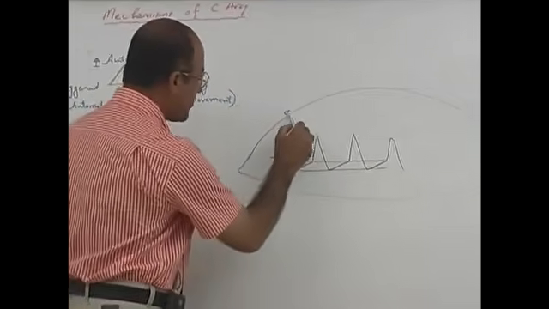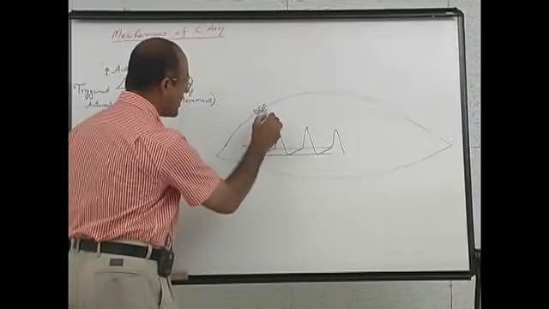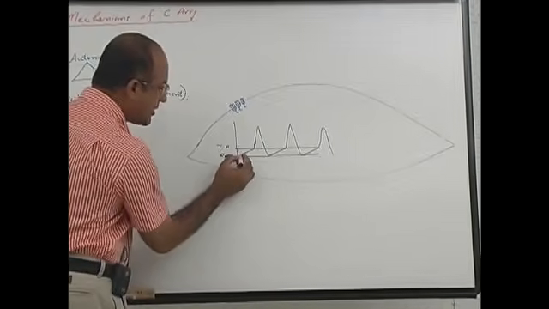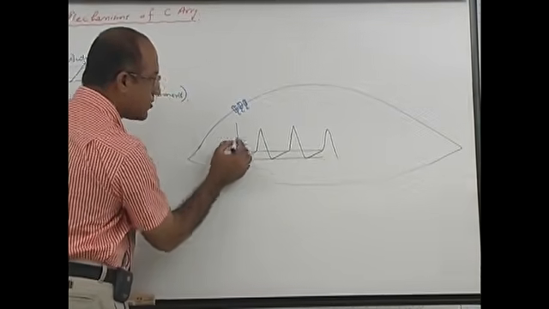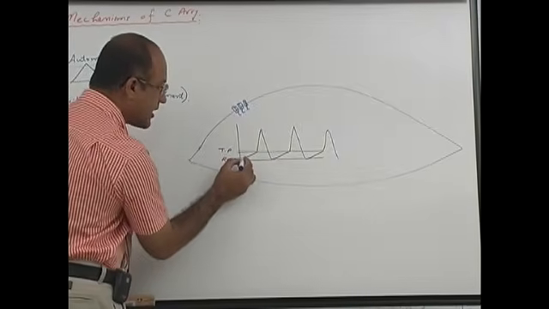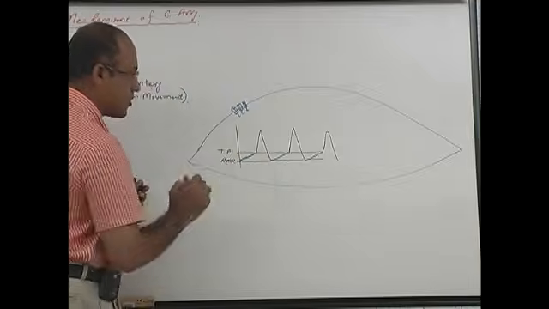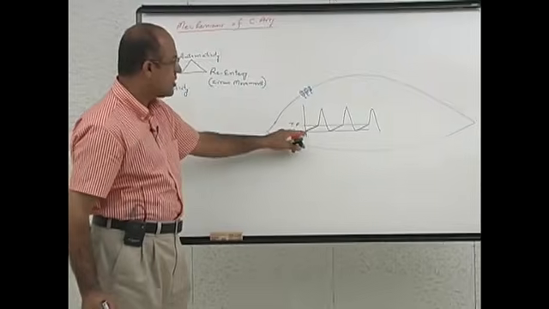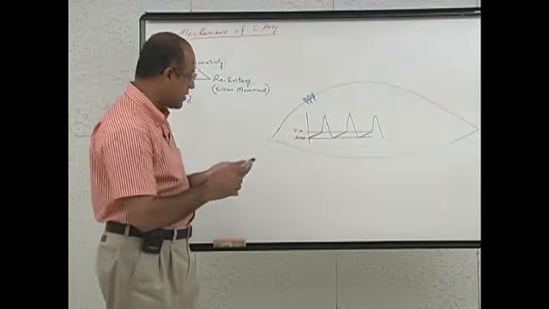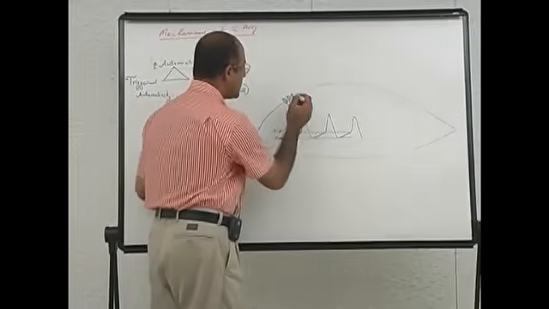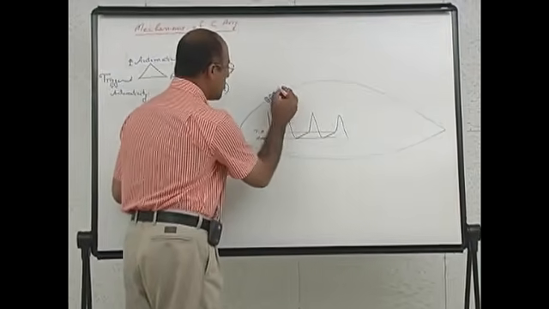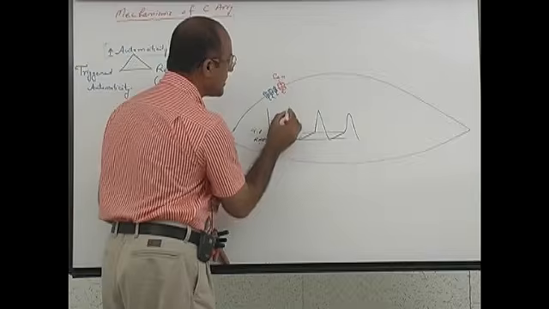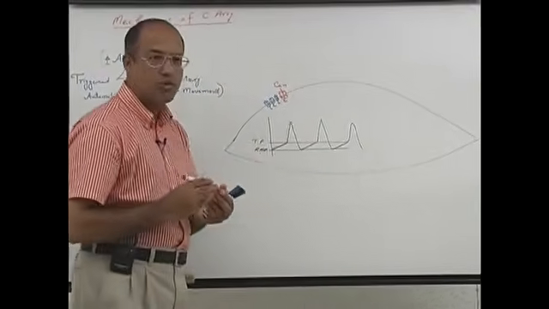In SA node, the cells have leaky sodium channels. So when sodium trickles into SA nodal cells, the resting membrane potential cannot really rest because the incoming sodium will take the resting membrane potential towards the threshold. As soon as resting membrane potential reaches threshold, there is opening of voltage gated calcium channels, and a lot of calcium comes in, and this produces calcium dependent depolarization.